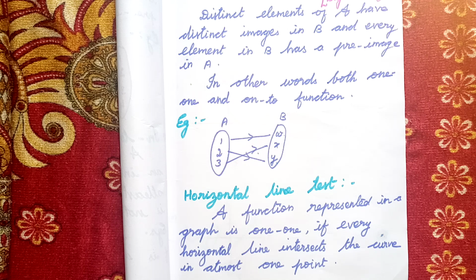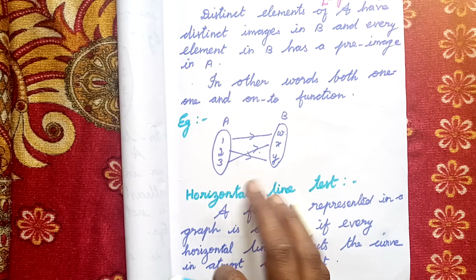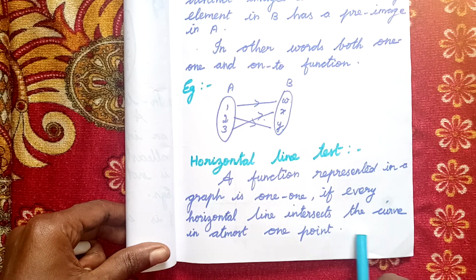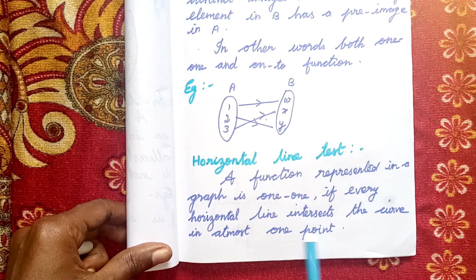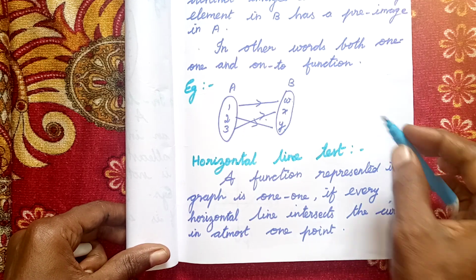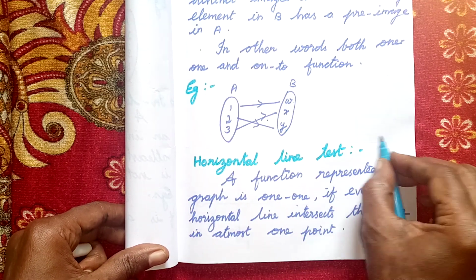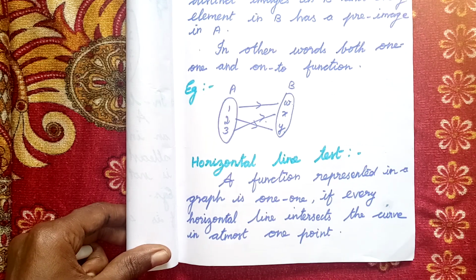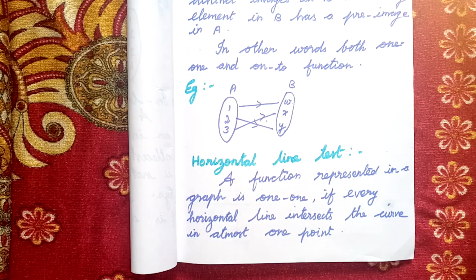If you want to find out, we have to use the horizontal line test. A function represented in a graph is one-one if every horizontal line intersects the curve in at most one point. What is a horizontal line? Parallel. If we draw like this, that is a horizontal line. A vertical line means we draw like this. A horizontal line intersecting the curve in at most one point means which function? One-one function. Have you all understood this? Okay.